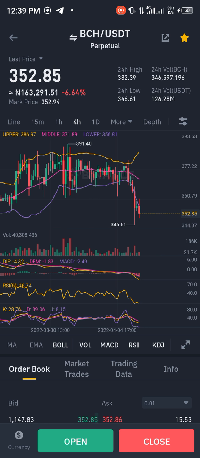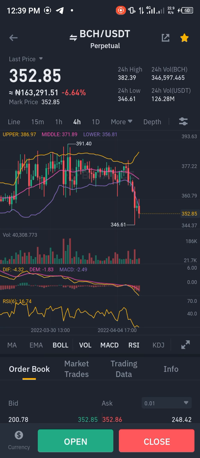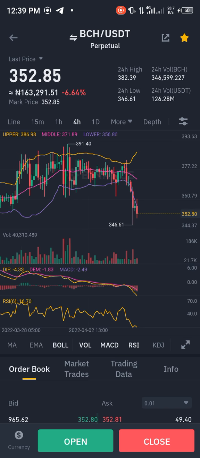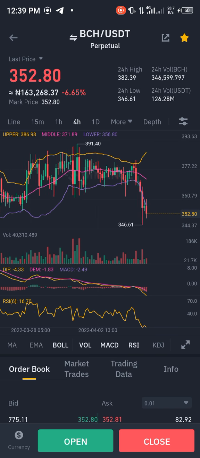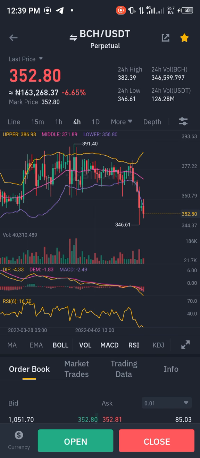The KDJ works in a very complex way. So most of the time, even I don't use the KDJ for my analysis, preferring to stay more with the Bollinger Band and the others. So with all this, I believe you have been able to get how to make analysis on crypto charts.